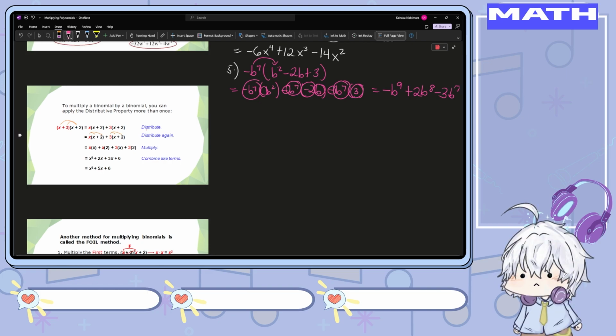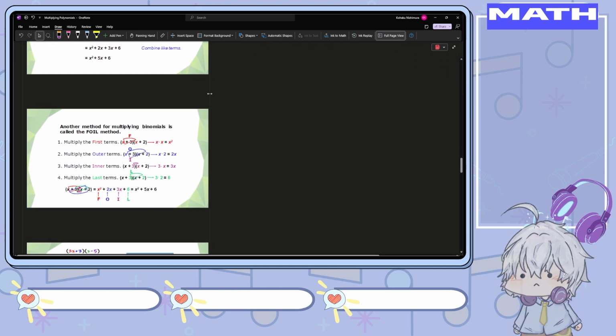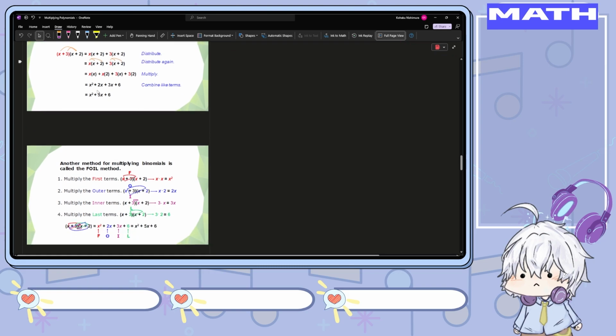For this method of multiplying a binomial by a binomial, I will skip the distributive property, because there's a much simpler way we can do that. This is what you call the FOIL method. So both of them have the same given. So we should arrive at x squared plus 5x plus 6. But we can solve this faster using the FOIL method. FOIL stands for F for first, O for outer, I for inner, and L for last.